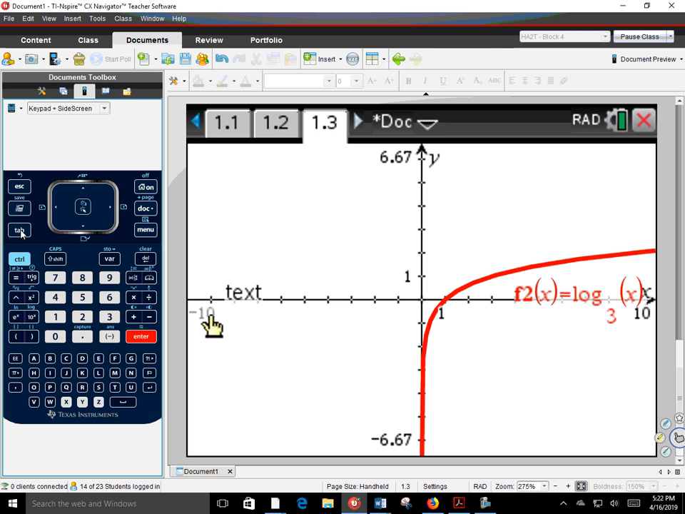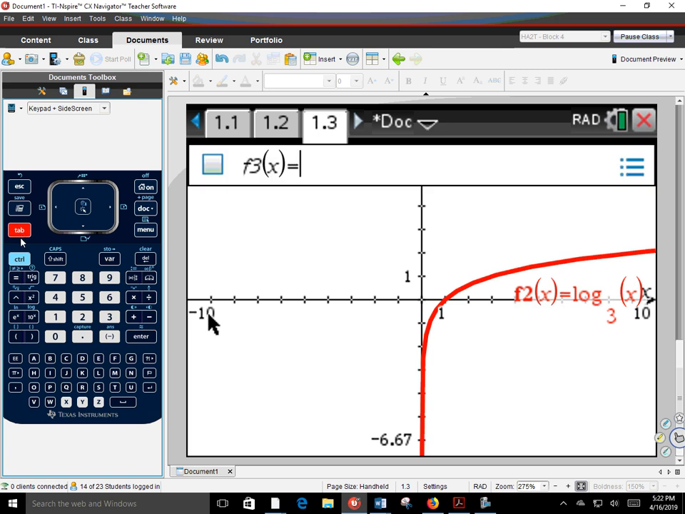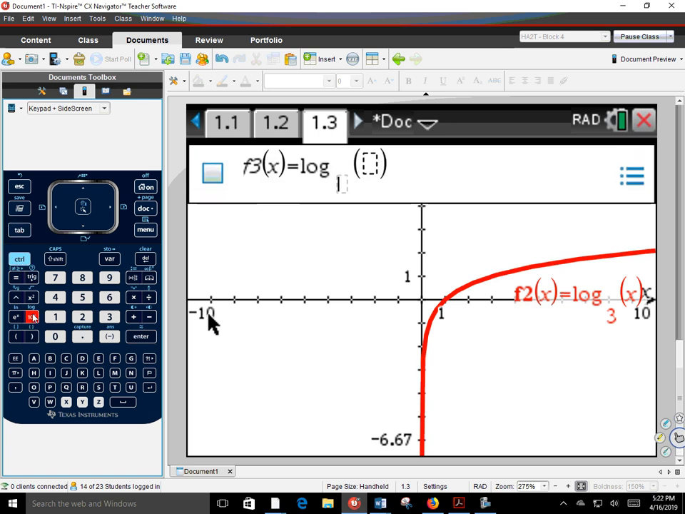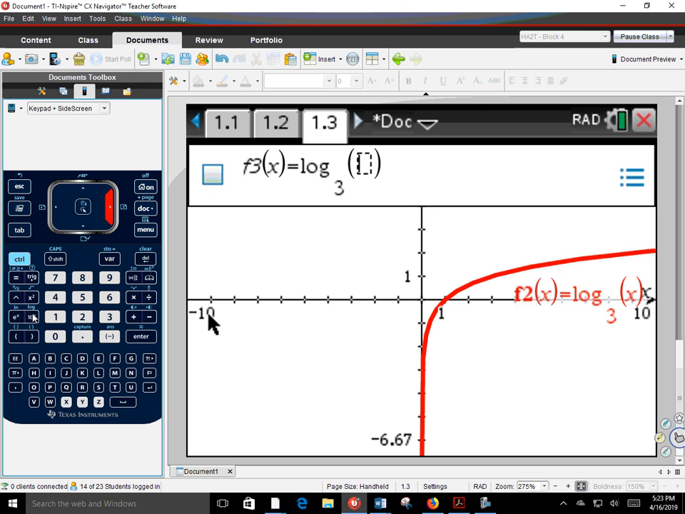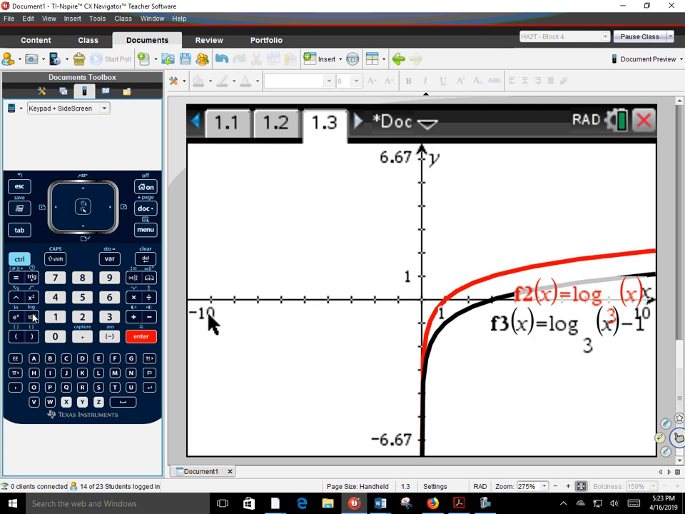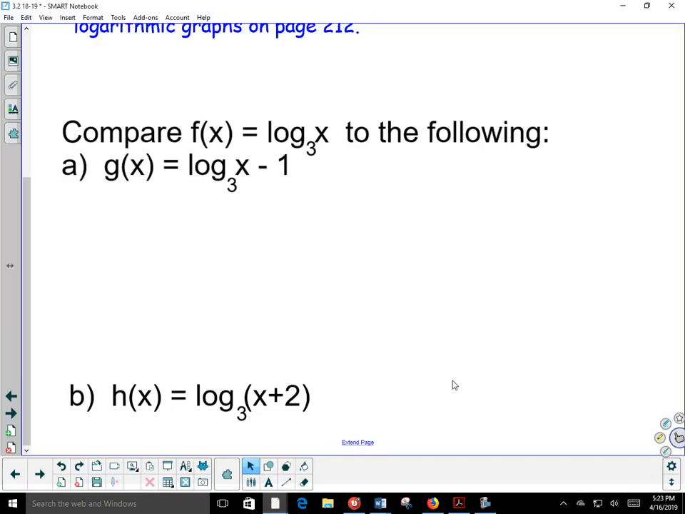What kind of transformation would that be? So if I try and do that, I push tab, and I'm going to do log to the base 3 of x, and then outside of that parentheses I want a minus 1. Well, that whole graph has just been shifted down 1. So we can say this is a shift down 1.